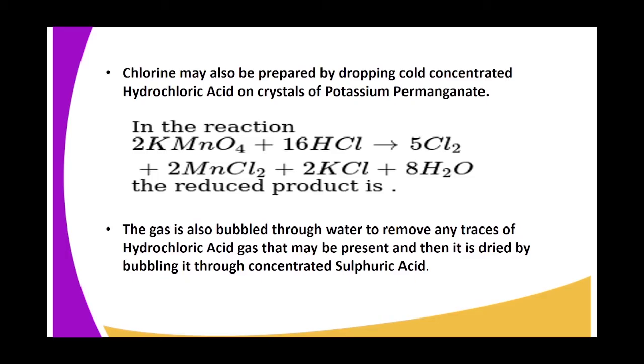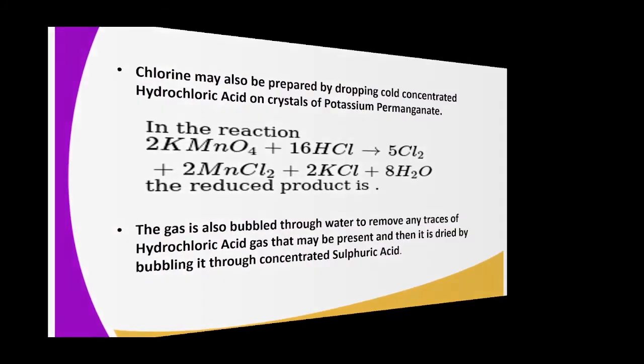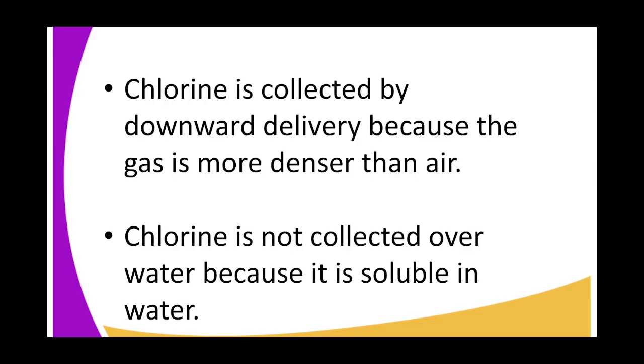Chlorine gas is collected by downward delivery because the gas is denser than air. Chlorine is not collected over water because it is soluble in water.